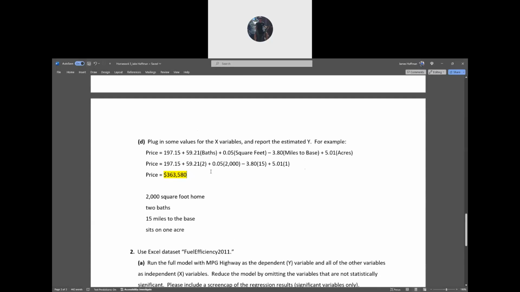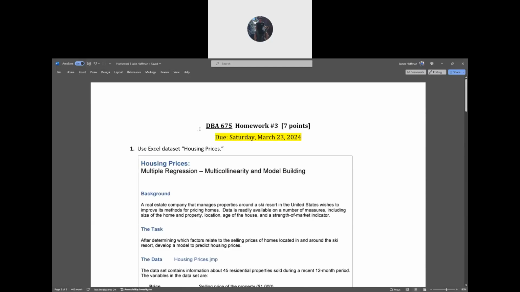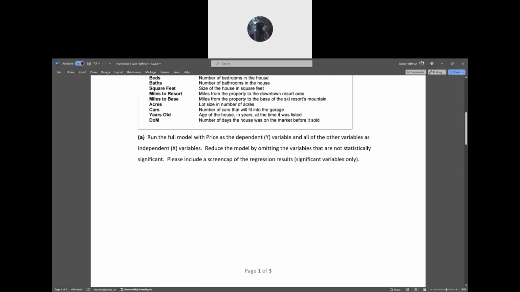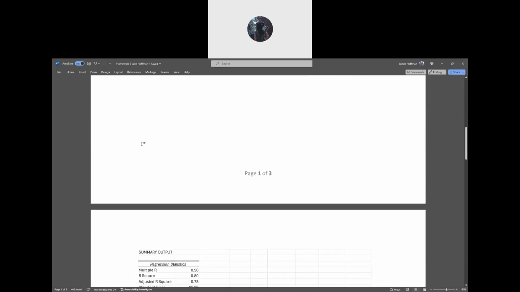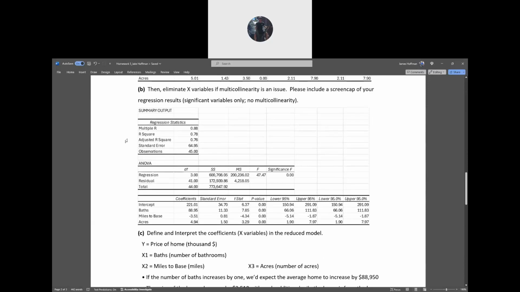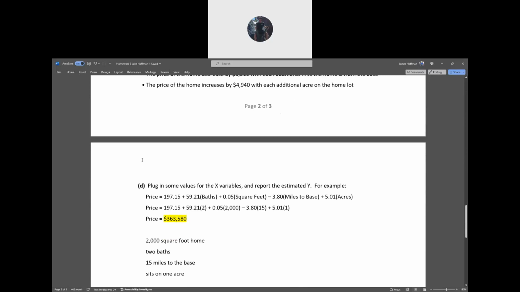Yeah. And then that's the full question. That's number one. So basically we ran the whole model and we took out variables that were not significant. Then we looked for correlations and took out X variables that had a correlation, if any. Interpreted the coefficients, we've done that before, and then used the equation we got to predict the price that the model would estimate.